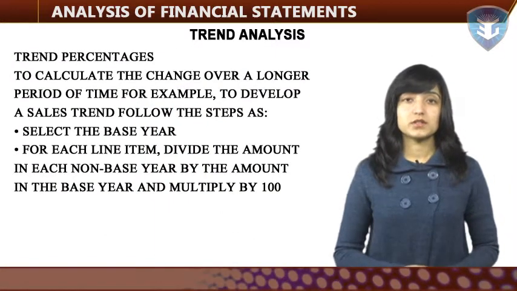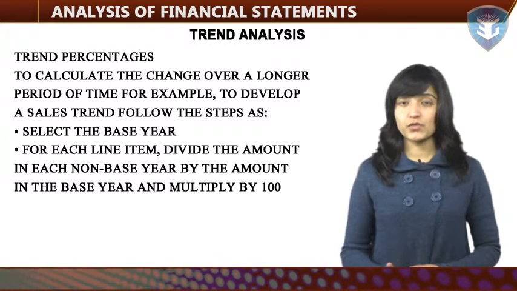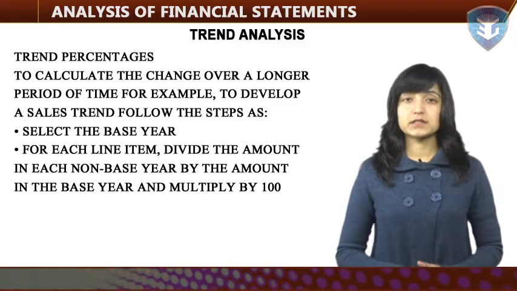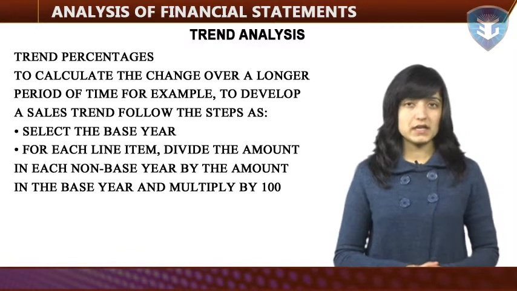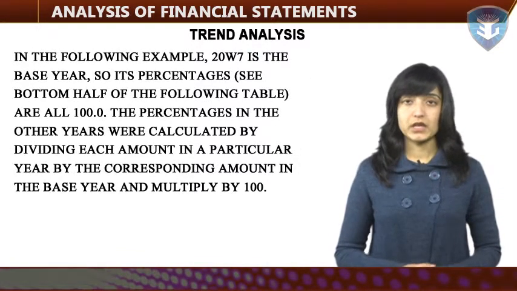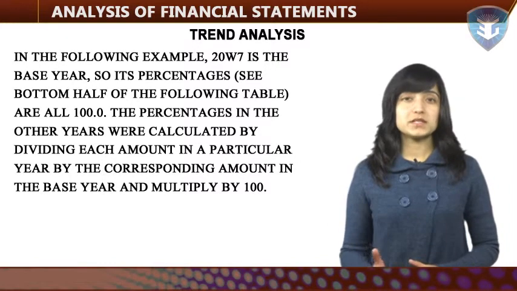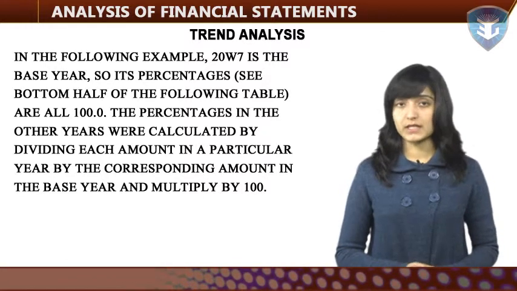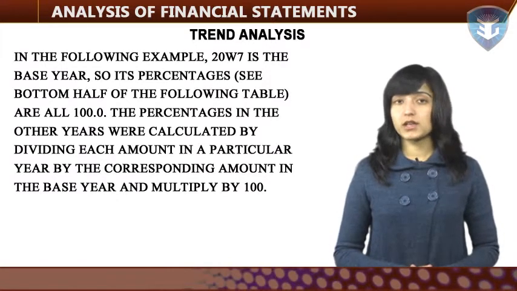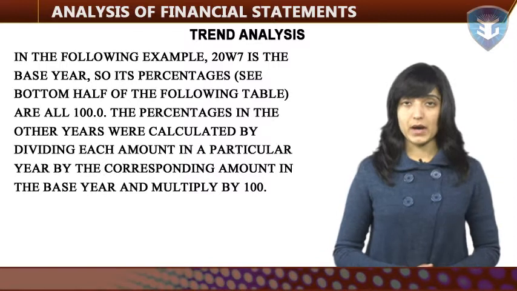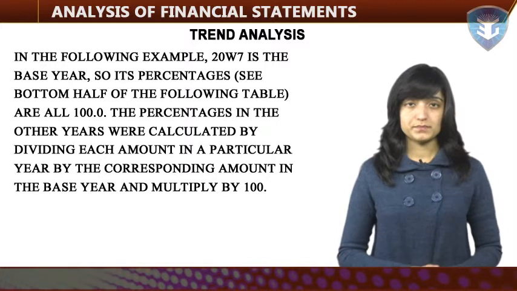Trend percentages. To calculate the change over a longer period of time, for example, to develop a sales trend, follow these steps: select the base year. For each line item, divide the amount in each non-base year by the amount in the base year and multiply by 100. In the following example, 20W7 is the base year, so its percentages, see the bottom half of the following table, are all 100.0. The percentages in the other years were calculated by dividing each amount in a particular year by the corresponding amount in the base year and multiplying by 100.